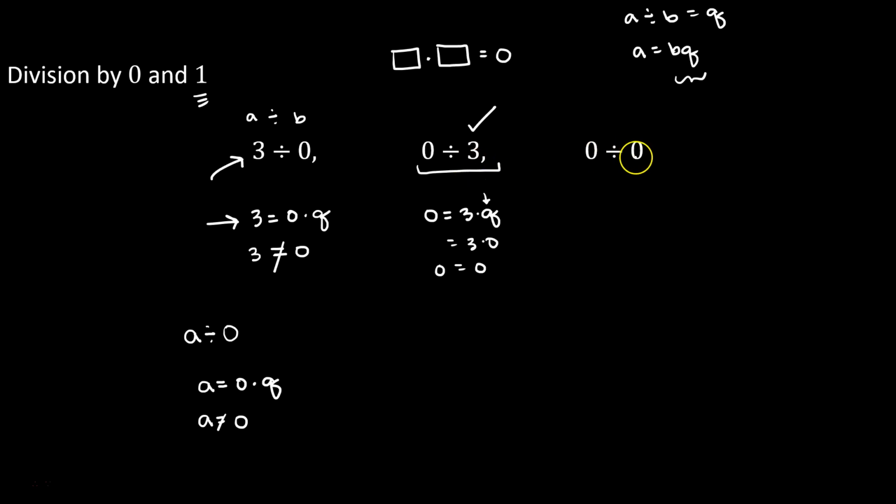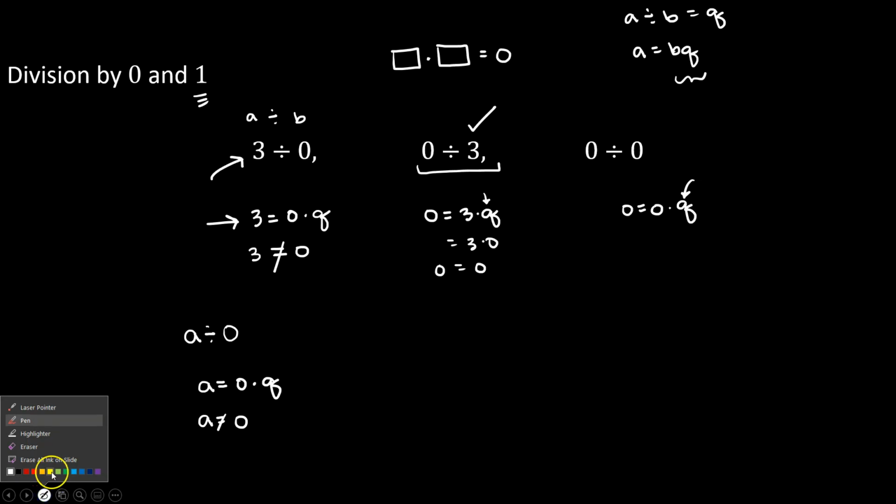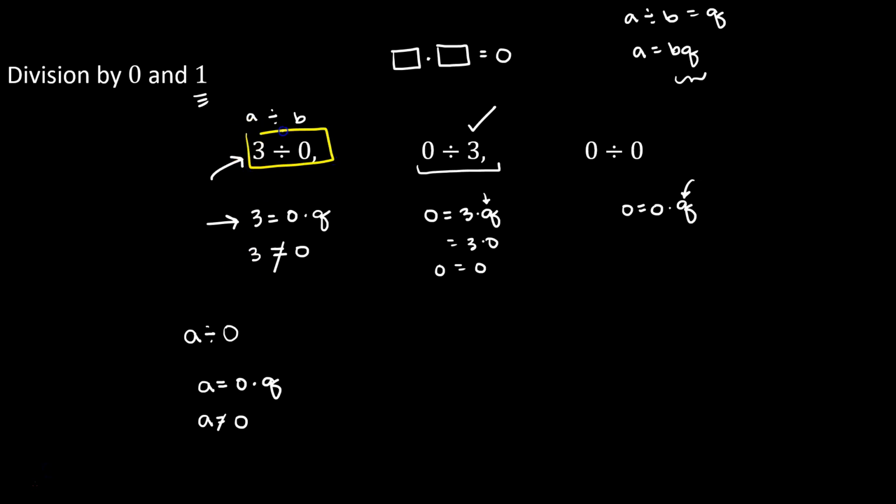And what about 0 divided by 0? If we tried to write this using the division algorithm, it would look like 0 is equal to 0 times a quotient. And the problem with this is that I could plug in any number I want for Q, and it will always be true. So there's too many solutions to this problem. It's also undefined. So out of all three of these problems, these two are undefined.